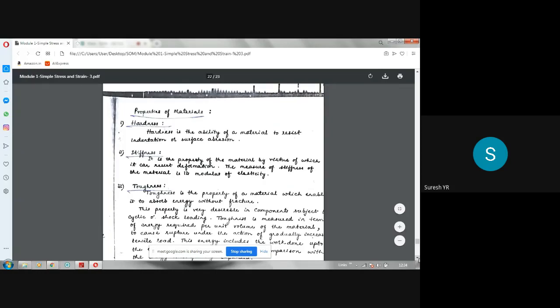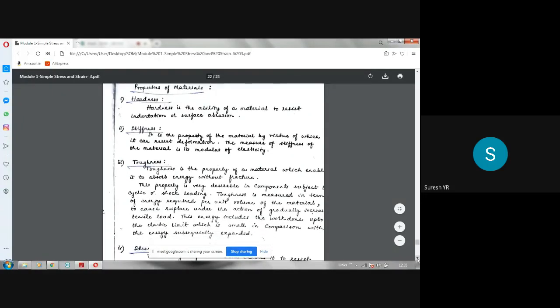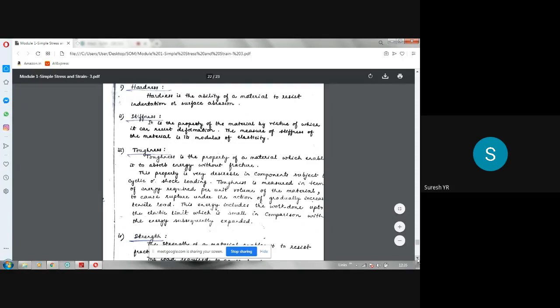Stiffness means we say the material is stiff if it can offer resistance to elongation, contraction, bending, torsion, or shear deformation or angular deformation. Then we say that the material is very stiff. The measure of stiffness of the material is its modulus of elasticity. The higher the value of modulus of elasticity or modulus of rigidity, the more its stiffness. So you can write that: if the value of E or G is high for a material, we can say that the material is stiffer.